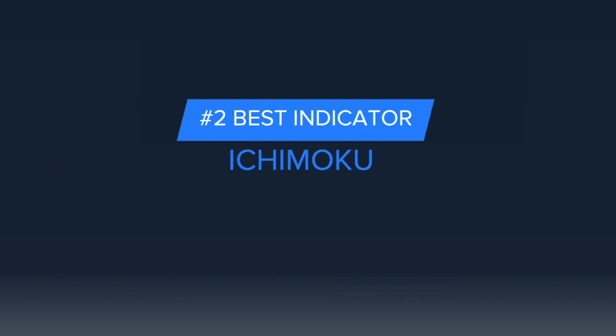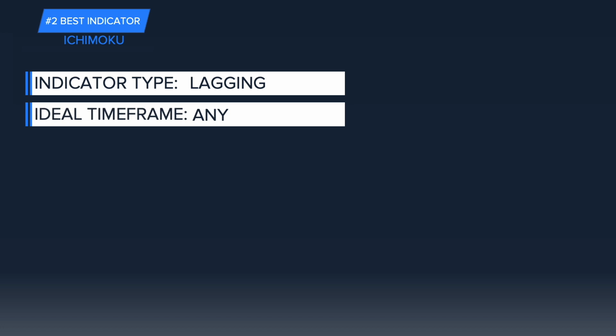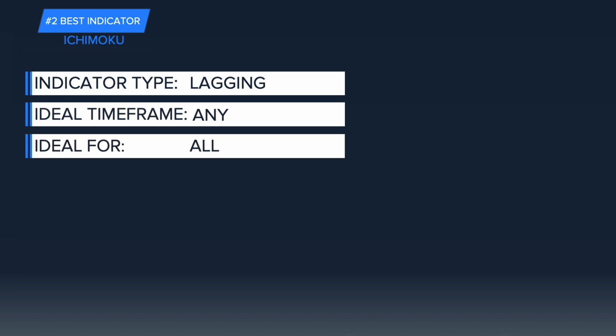At number 2, best indicator. Ichimoku. This type of indicator is also lagging, but it has an awful lot going on. You can also suggest that the clouds printed in the future is a leading indicator too. You can use Ichimoku on any time frame, higher the better though. This indicator is ideal for any style of trading. Whether it is scalping, breakout, trend following, it can all be done here.